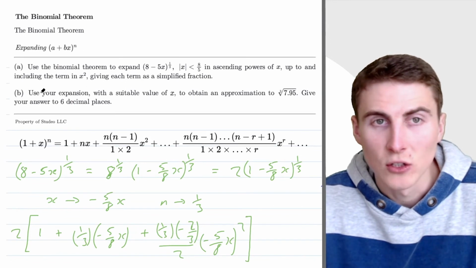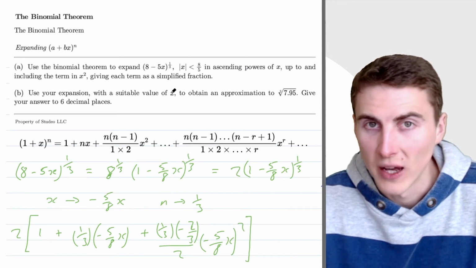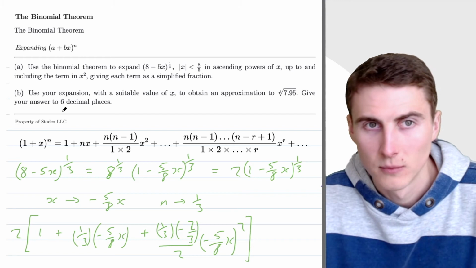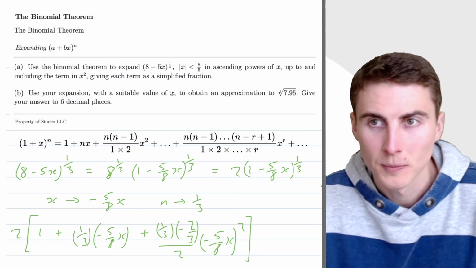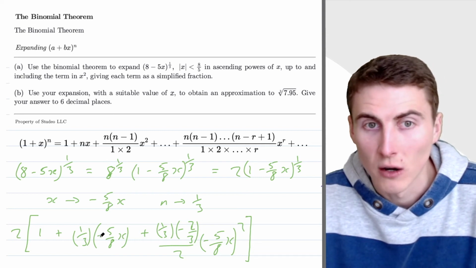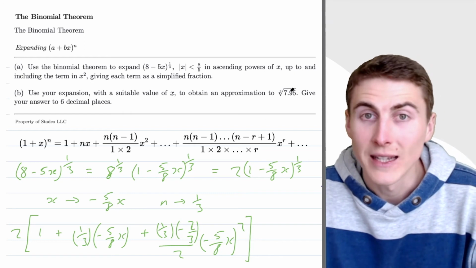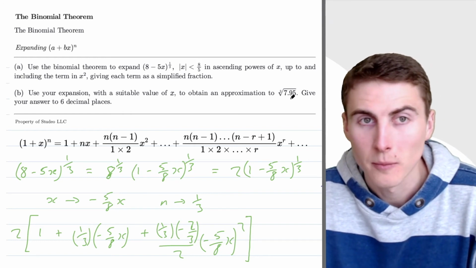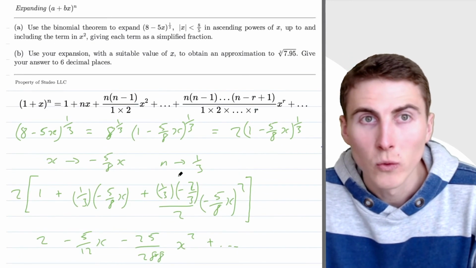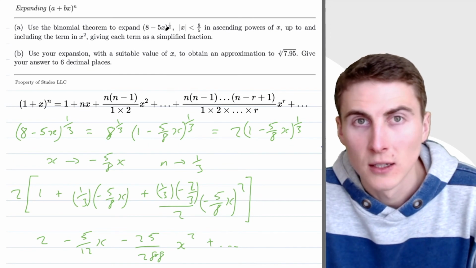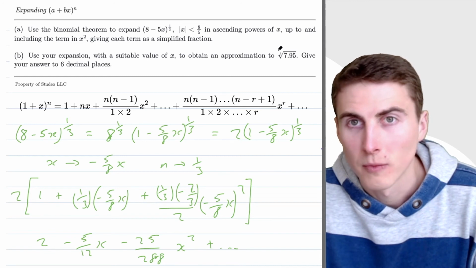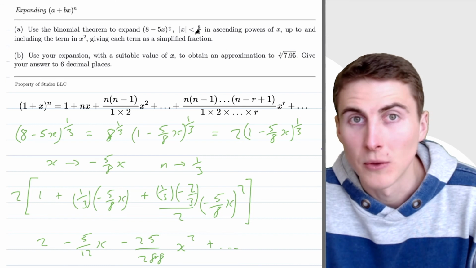Then for part B, it says, use your expansion with a suitable value of x to obtain an approximation for the cube root of 7.95. Give your answer to 6 decimal places. So here we're only trying to find an approximation using our expansion. If we wanted to find the exact value, we would just put this into our calculator. But what they're asking us to do is use this expansion. So the way we want to do it is we basically want to make this here equal to this 7.95. Because remember, if this is cube rooted, that's the same thing as putting it to the power of a third.